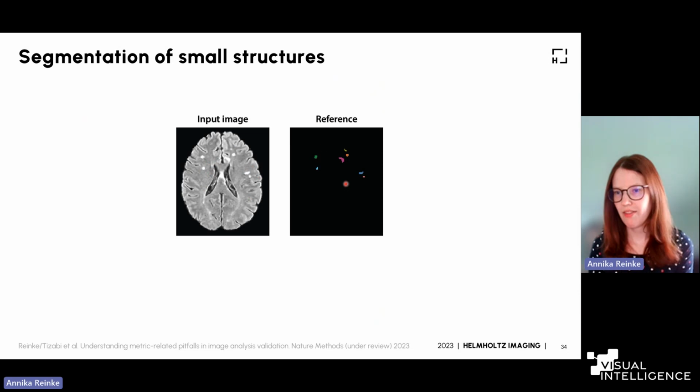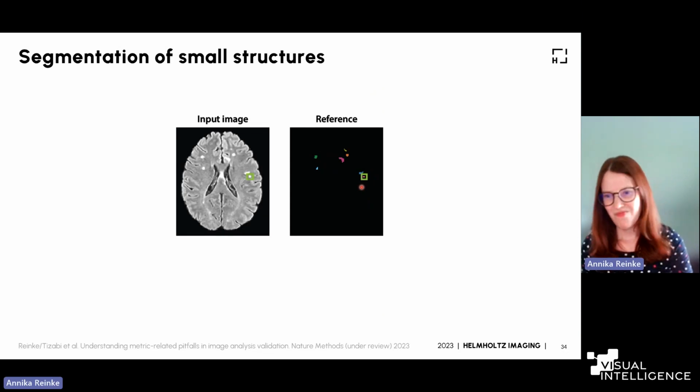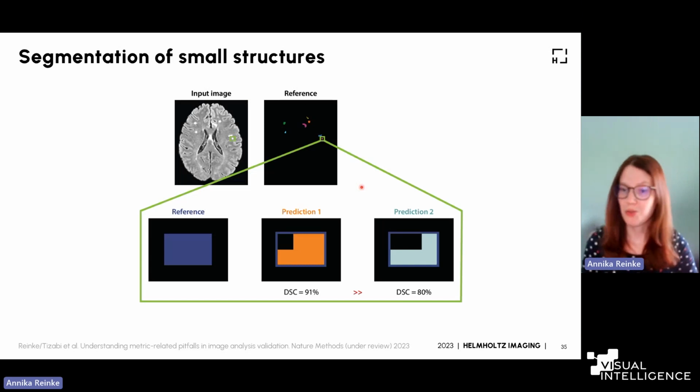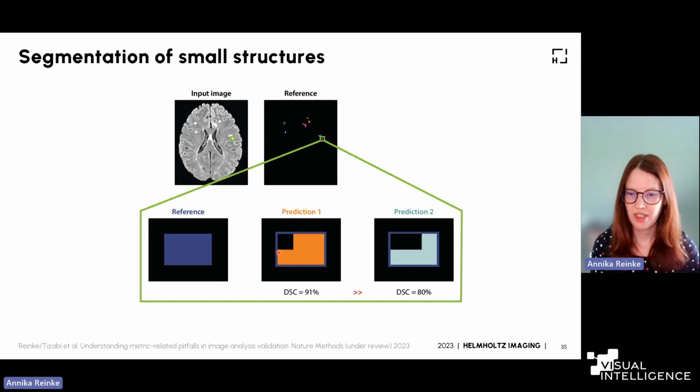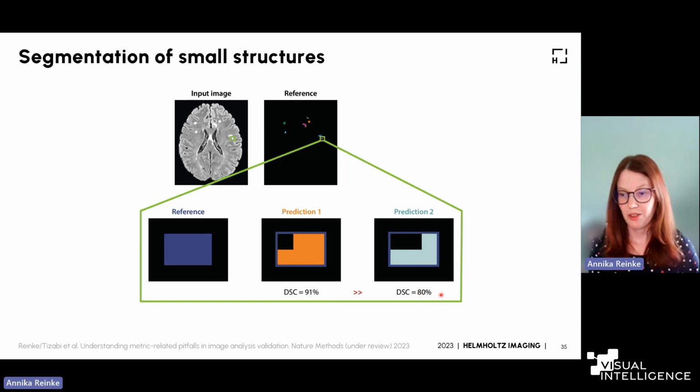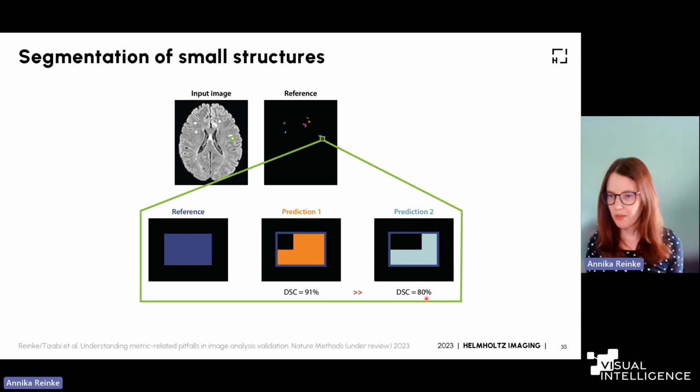So here you see the reference segmentation. And if we look at the tiniest one, we would see that the segmentation metrics really differ if we only lose 1 or 2 pixels. So here, in this prediction, only 1 pixel is missing, and we already lose 9% in the score. If we're missing another pixel, so only 2 pixels missing, we already lost 20% of the score. And this is a very different behavior compared to large structures. So this is something that we should keep in mind.